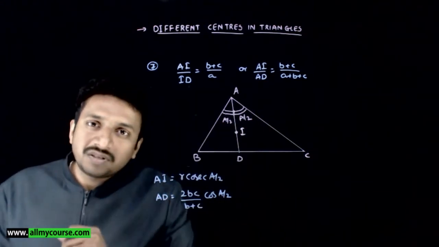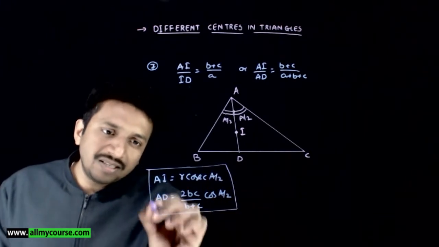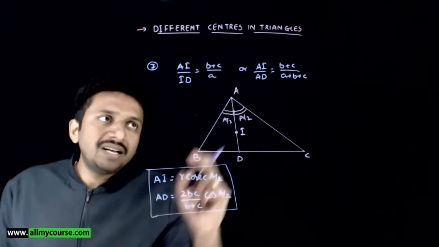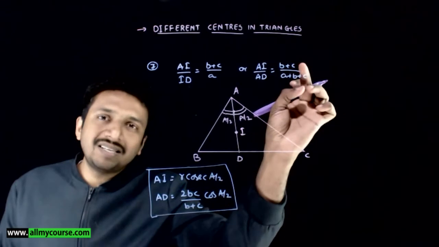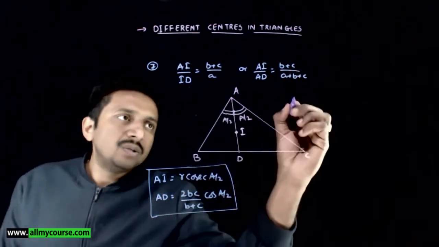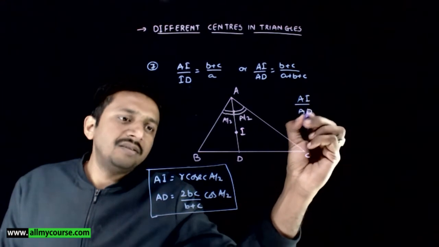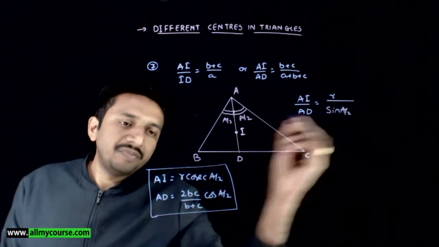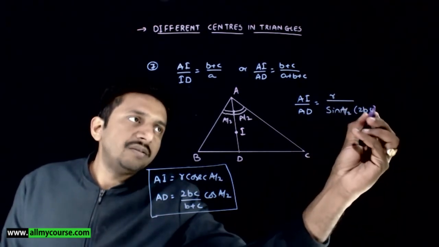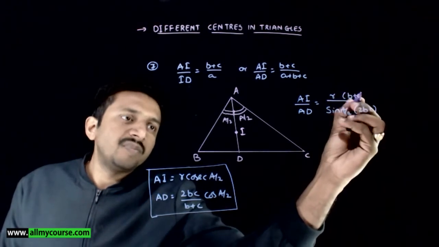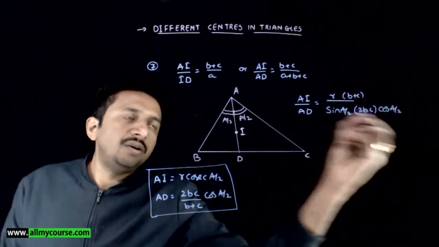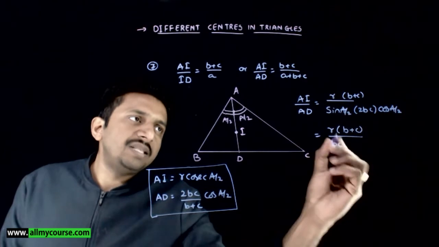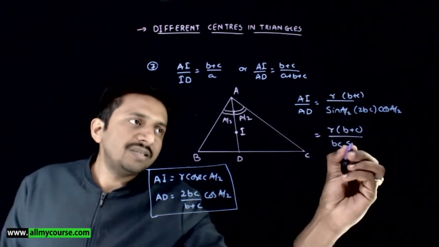So how do we prove this? We already have these two results. AI is equal to R cosecant A by 2, and AD is equal to this. So let us see if the ratio of these two is exactly the same as b plus c by a plus b plus c. So what is AI by AD? R times cosecant A by 2 is nothing but R by sine A by 2, divided by 2bc by b plus c times cos A by 2. That is nothing but R times b plus c divided by bc times 2 sin A by 2 cos A by 2, which is sin A.